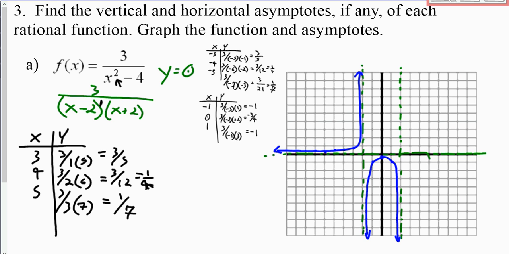So I can see that these are positive as well. At 3, I'm at 3/5. As I get closer to positive infinity, the values get smaller and smaller. As I reach my asymptote, they start increasing. All right, so there is my graph there.